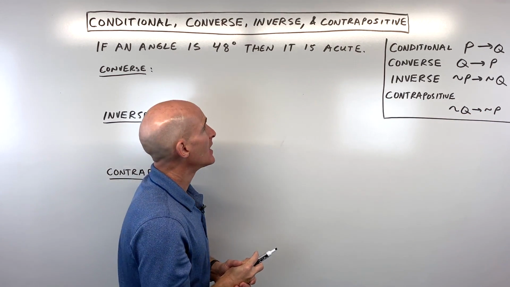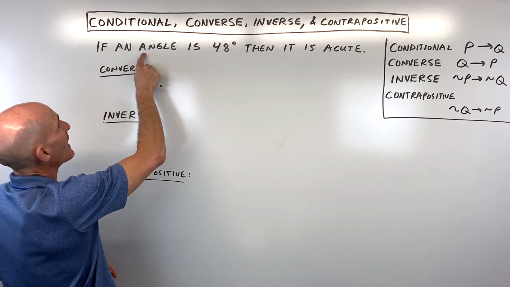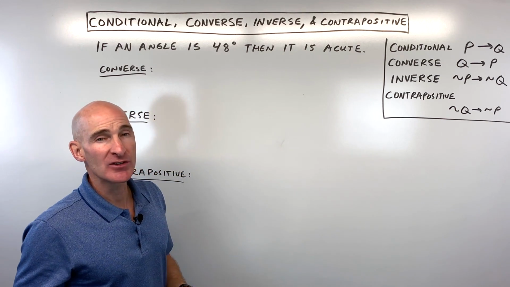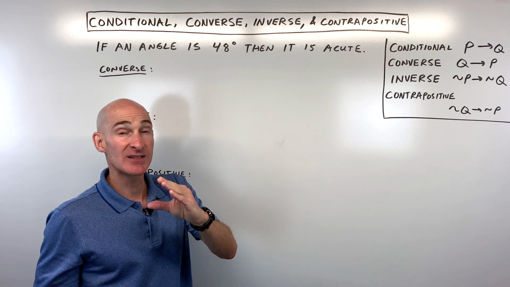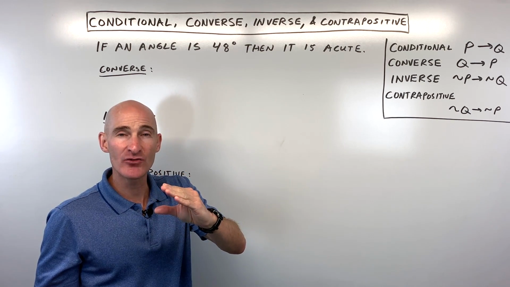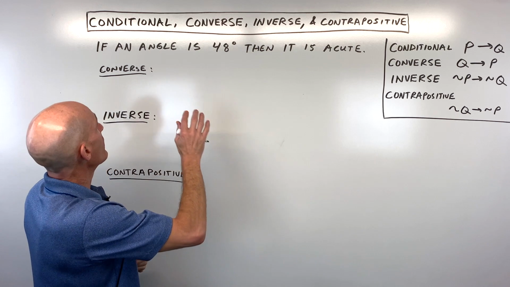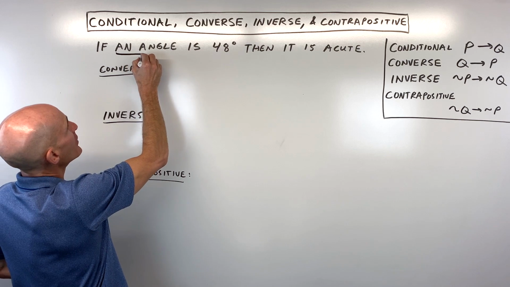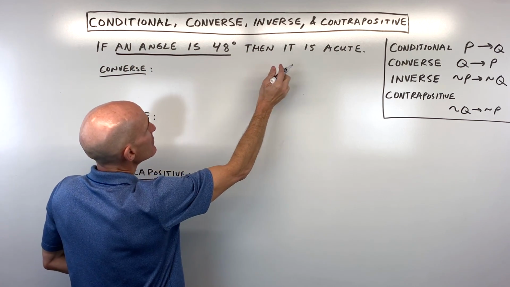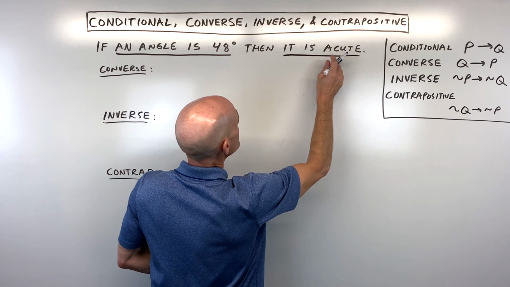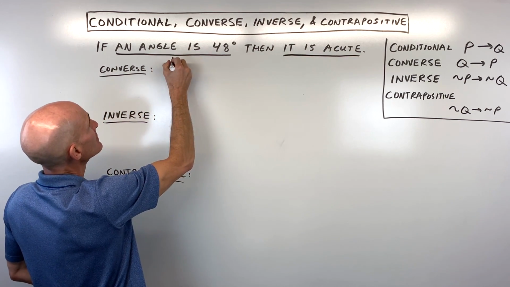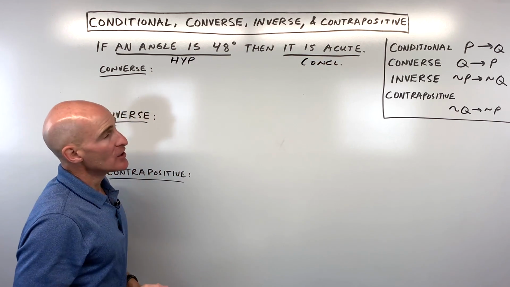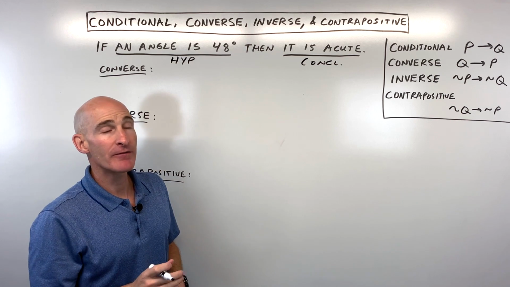So let's write some examples. If an angle is 48 degrees, then it is acute. So let's think about this. If you have an angle that's 48 degrees, that's an acute angle. Remember, an acute angle is less than 90 degrees, between 0 and 90. So with the conditional statement, whatever comes after the if, we'll underline it, and whatever comes after the then, we'll underline it. That's our conclusion. So we have if the hypothesis, then the conclusion. So that's our initial conditional statement, our if-then statement.